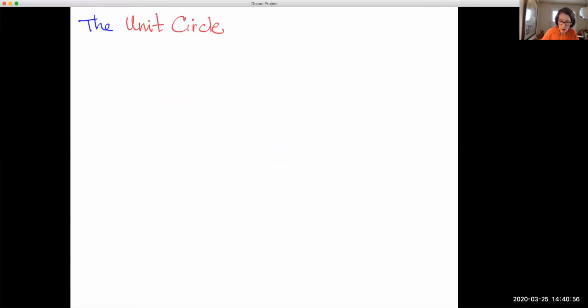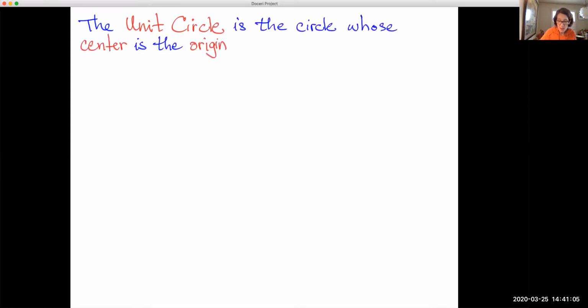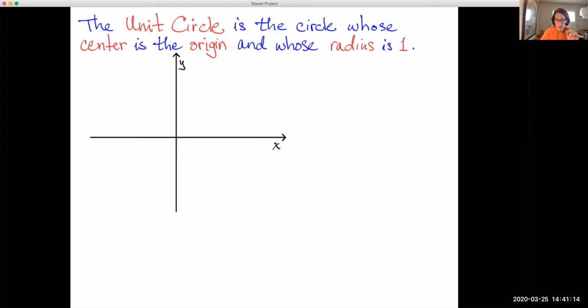Okay, so we're going to talk about a special circle called the unit circle. This is a circle that we talk about in mathematics all the time. It's a circle that's centered at the origin, the point (0, 0), and it has radius 1. So it looks like that. That's called the unit circle. Unit means 1, radius 1, and it's always centered at the origin because it just makes the math really easy.